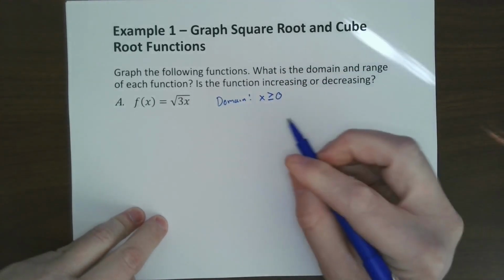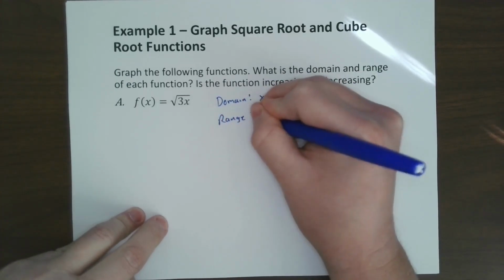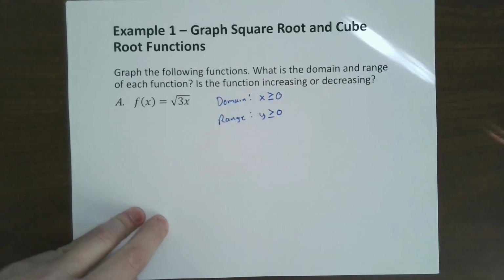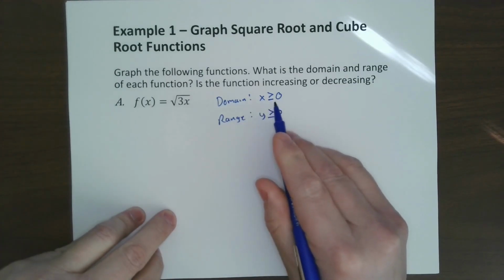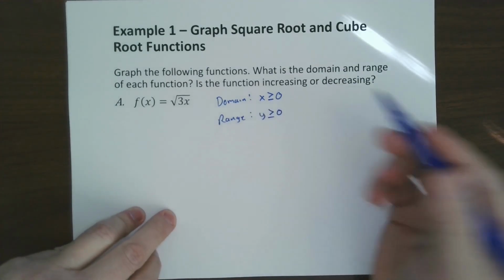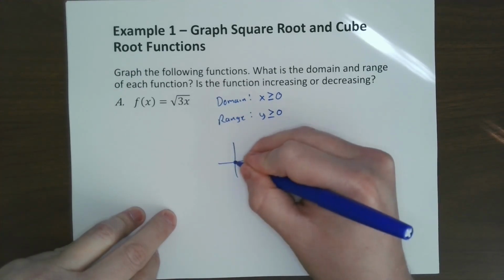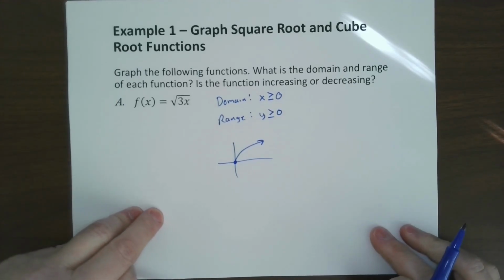And from there, the range, we're going to get only positive numbers. So y is going to be greater than or equal to 0 as well. So is it increasing or decreasing? Well, as x increases, y increases, so it's increasing. But if you take a look at the graph, it looks something like this. It's kind of a swoop that way.